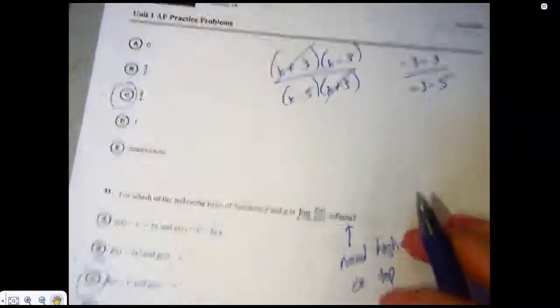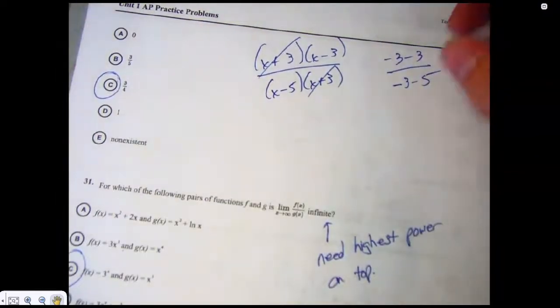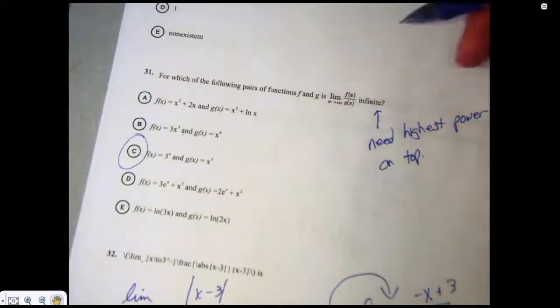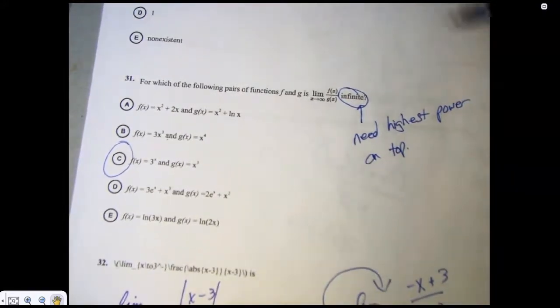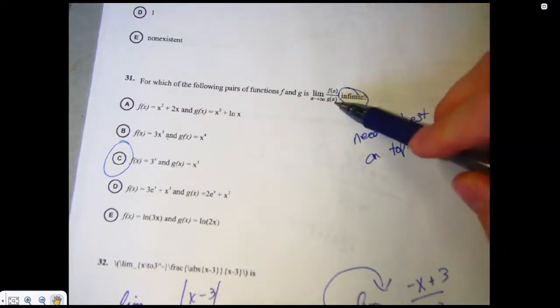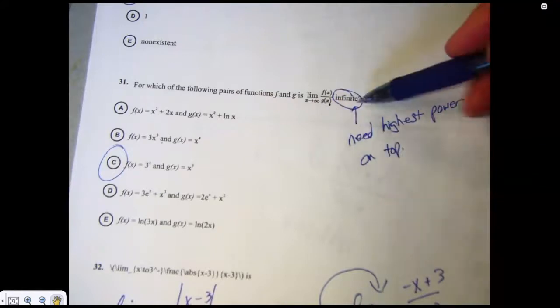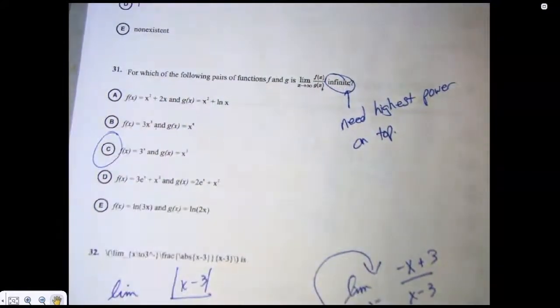30 is a pretty standard factor and cancel. I don't think that was too bad. 31, if the limit is infinite, that means the highest power was on top. Again, if they're tied, there's going to be a horizontal asymptote at the coefficient, and the higher power on the bottom means horizontal asymptote at y equals 0. In this case, you just need the highest power on top, so I chose the one that has the highest power on top.